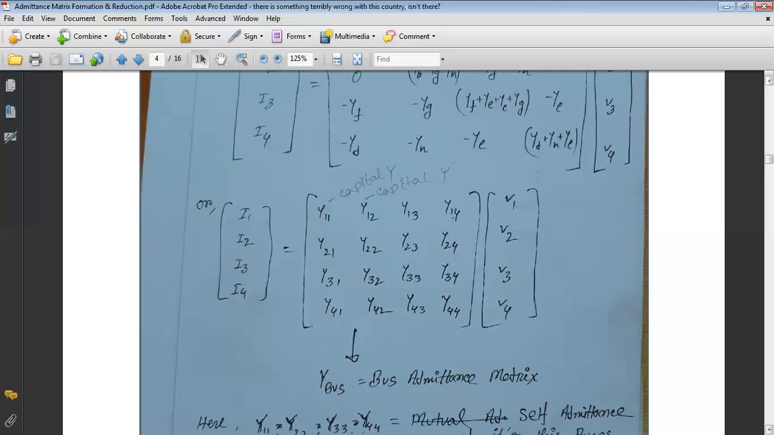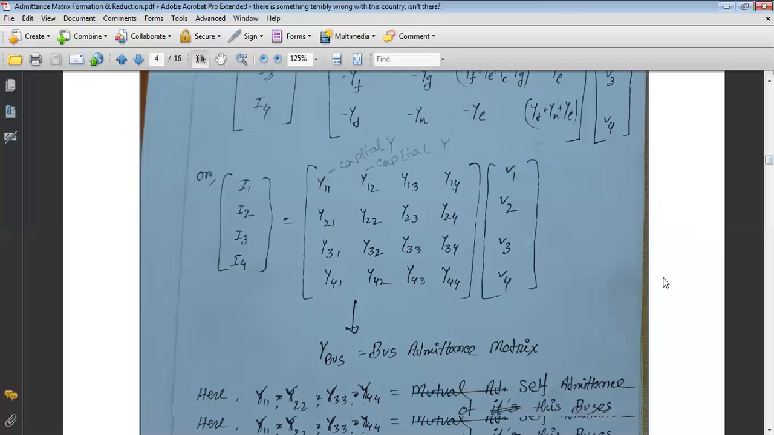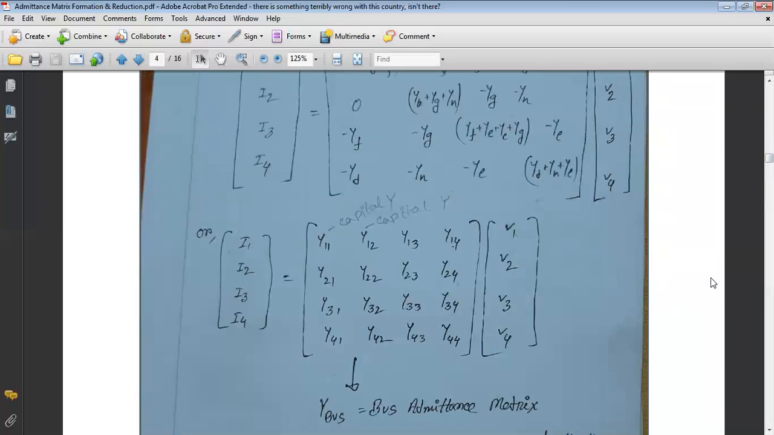And you have to study this bus admittance matrix formulation very well. You have to consider this topic an important topic, and study it with full attention to identify how we can formulate a bus admittance matrix for a particular power system.